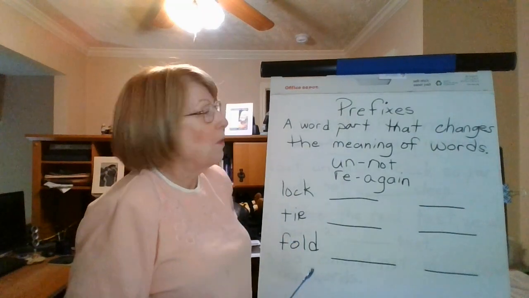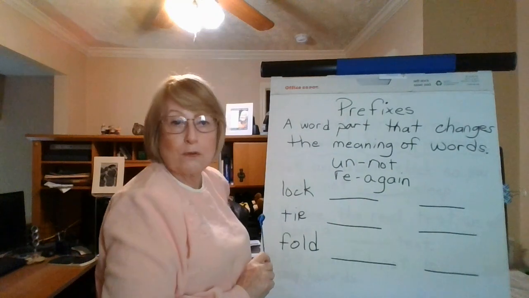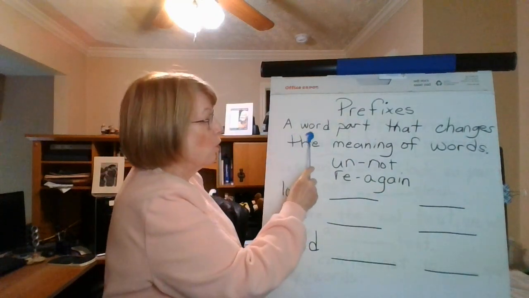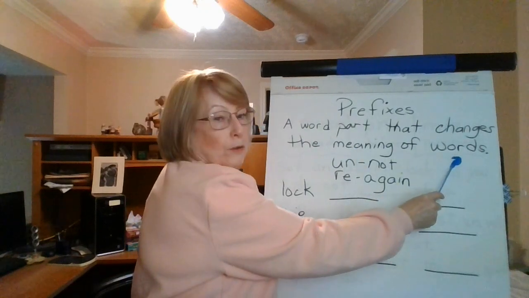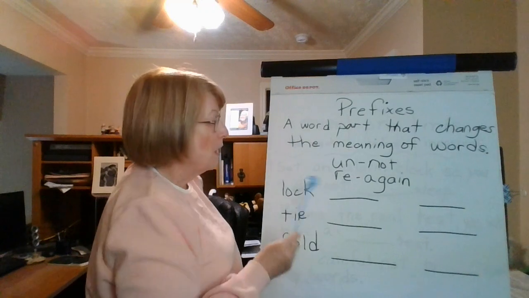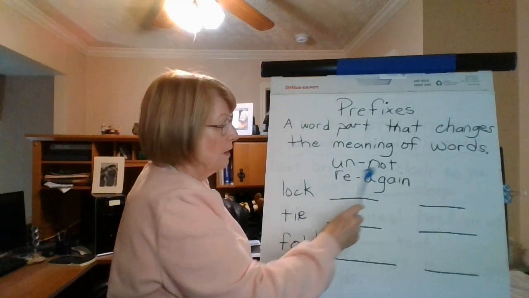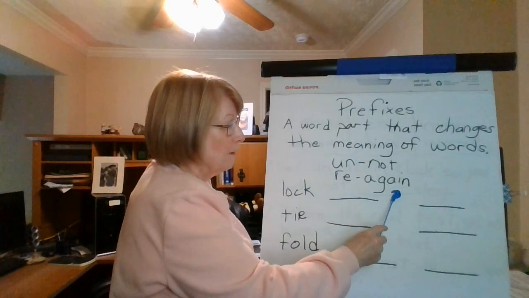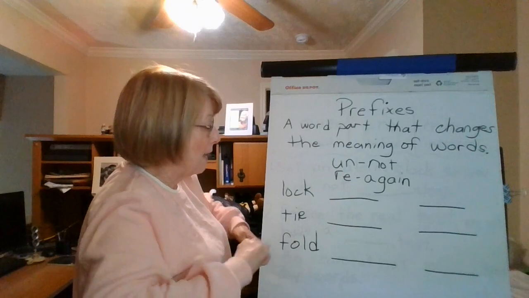Earlier in the week, you have probably talked about prefixes, and there's the word prefixes for you. And a prefix is a word part that changes the meaning of words. And notice I did say word part. It's not a word, but it's part of a word. Two of the ones that you've already discussed are un for not, re for again. So let's look at some of the ones that were already in your packet.